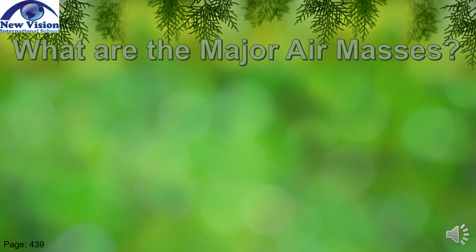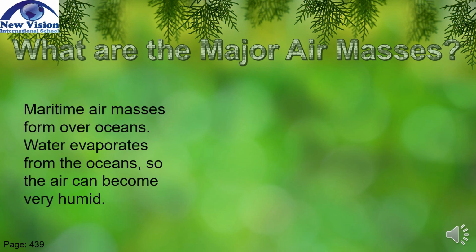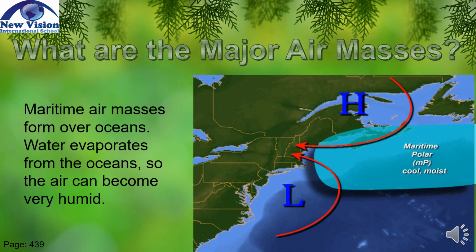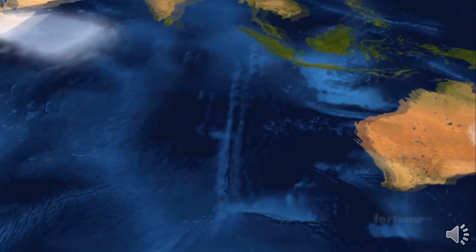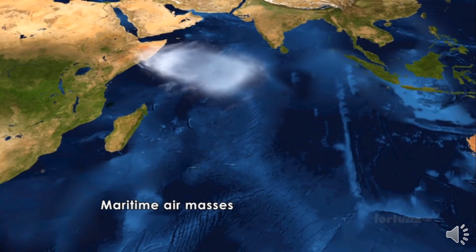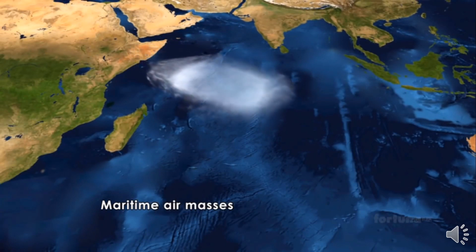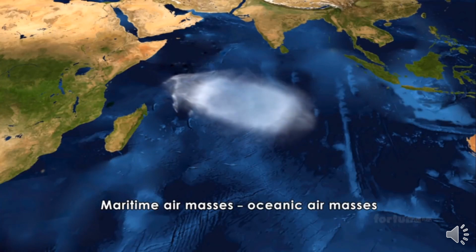Next major air masses is maritime. Maritime air masses form over oceans. Water evaporates from the oceans, so the air can become very humid. Maritime air masses originate over a large body of water and are also known as oceanic air masses. Because they form over water, they are moist.